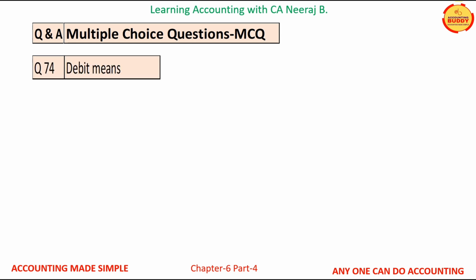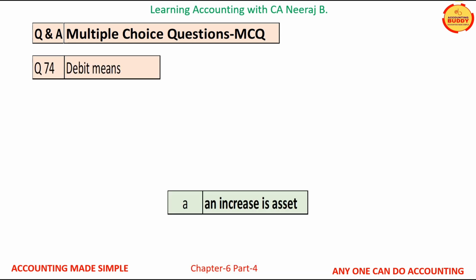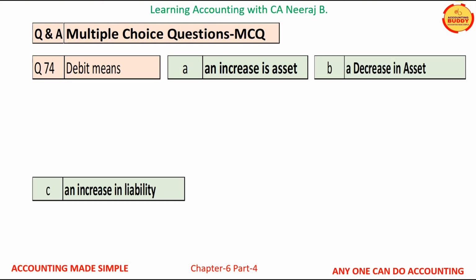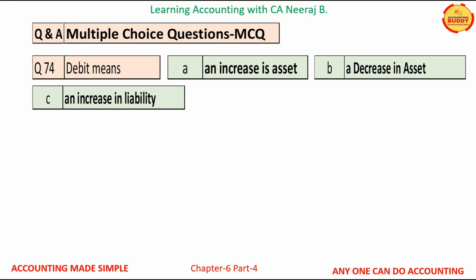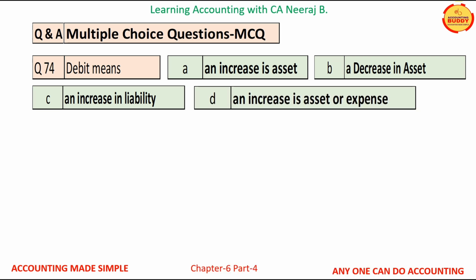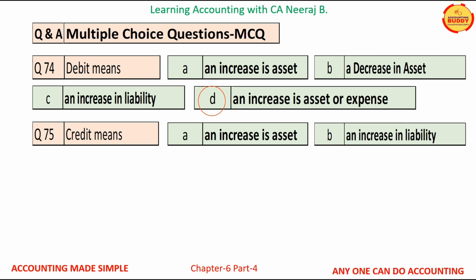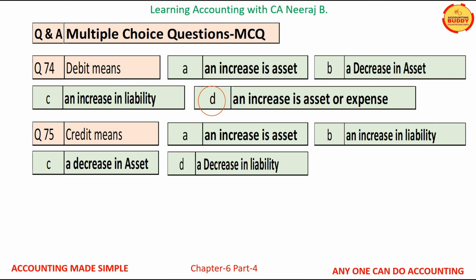Question number 74 is debit means option A an increase in asset, option B a decrease in asset, option C an increase in liability, and option D an increase in asset or expense. And the correct answer is option D. Question number 75. Credit means option A an increase in asset, option B an increase in liability, option C a decrease in asset, and option D a decrease in liability. And the correct answer is option B an increase in liability.